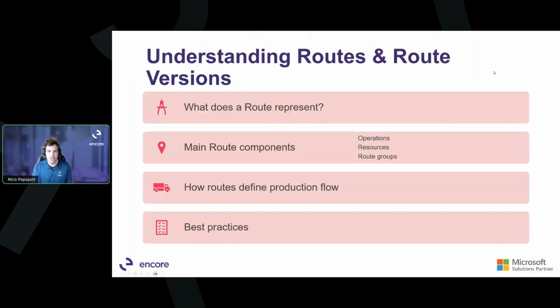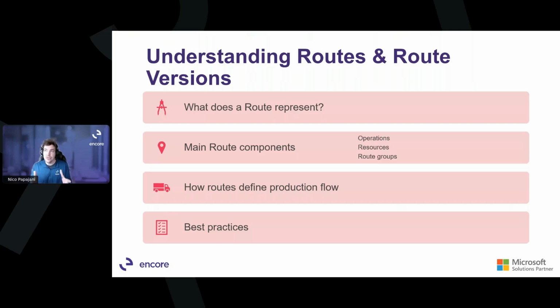Let's jump in first with understanding routes and route versions. So what does a route represent in Dynamics? From a high level, a route is the step-by-step production process required to make a product. Now, obviously, this process is highly variable and depends on the manufacturing environment in which you're operating. But as a very general high-level best practice thought, a route is simply saying what steps and what machines and what workers or employees are involved with the production of a finished good.